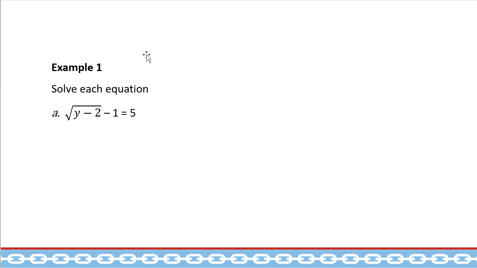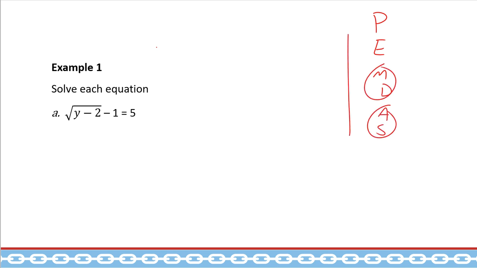We have square root of y minus 2 and then minus 1 equals 5. So the first thing I want to do is isolate the radical. Go back to PEMDAS: parentheses, exponents, multiply, divide, add, subtract. Those are grouped. And we solve going backwards. When we're solving equations for x or y or anything else, we go backwards.